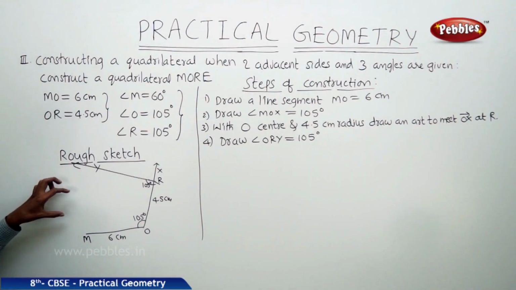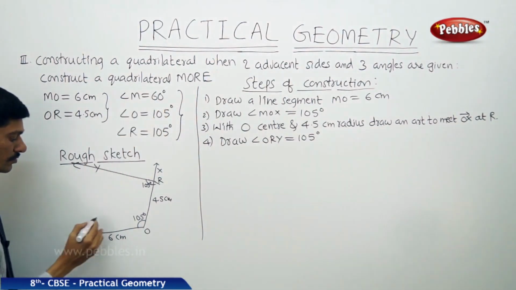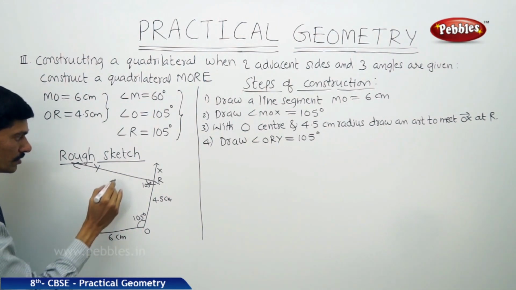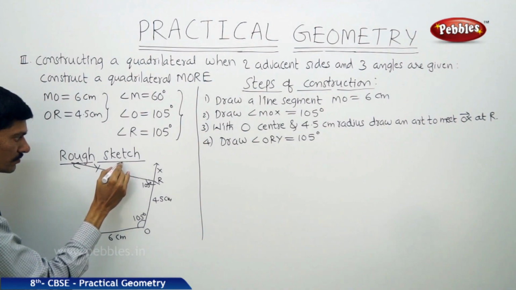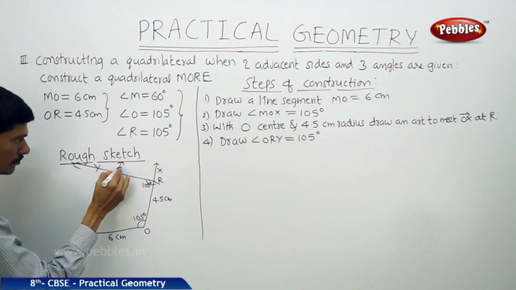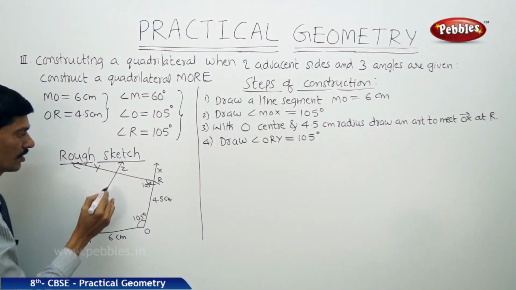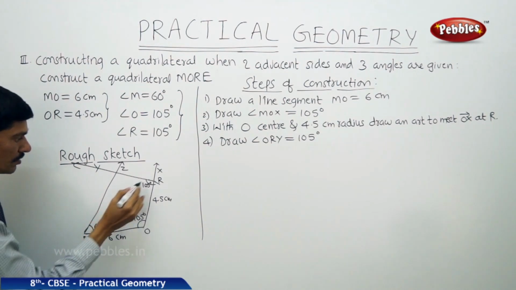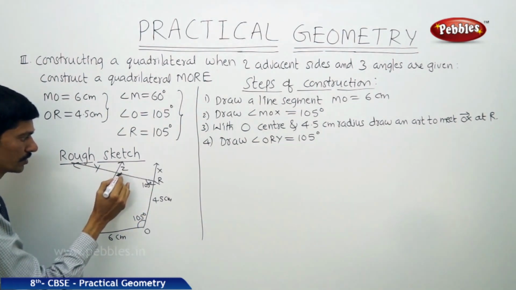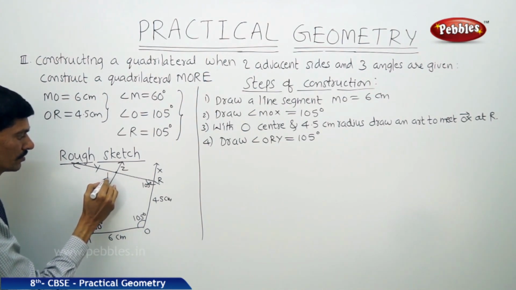Next, another angle is given that angle M, that is 60 degrees. So at M, draw angle OMZ. So that is 60 degrees. And these two arcs, arc RY and arc MZ, will intersect at a point, that is E.